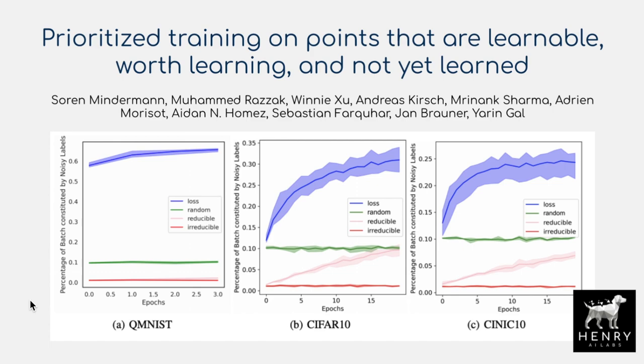So also on this topic, we have prioritized training on points that are learnable, worth learning, and not yet learned. So again, we're looking at this paradigm where we have different approaches for data selection. We have ideas like active learning, where we're using uncertainty as the proxy for which data points we should train on next. Also curriculum learning, where we say we want to focus on the easy examples that are learnable first and then graduate to the harder examples. And then we have online batch selection, where we deliberately select the high loss points in our data set to train on next. So differently from the previous paper, this is the setting where you have the label.